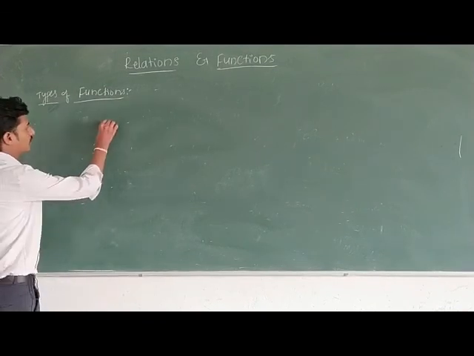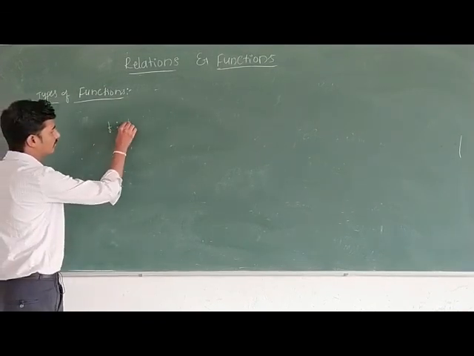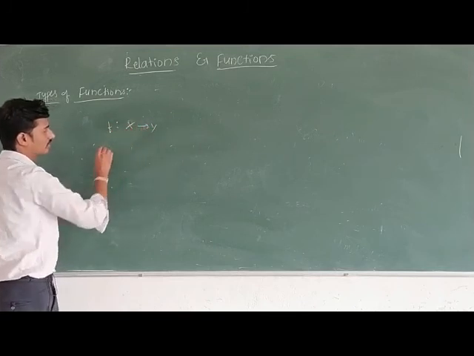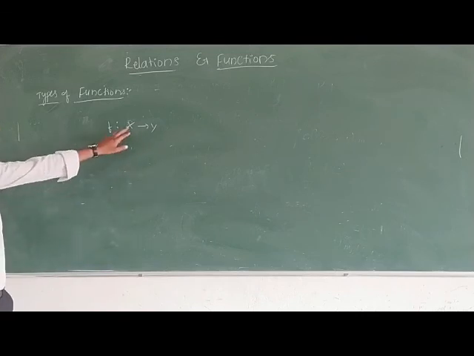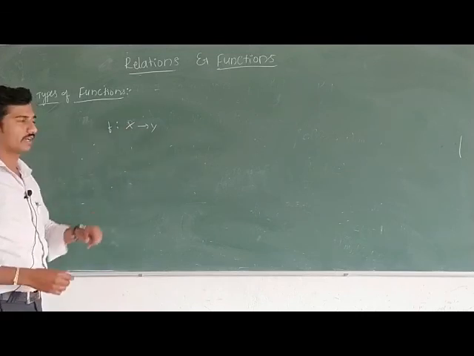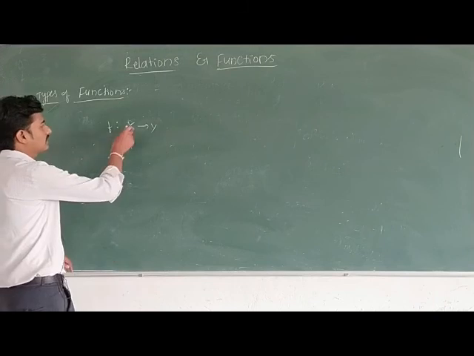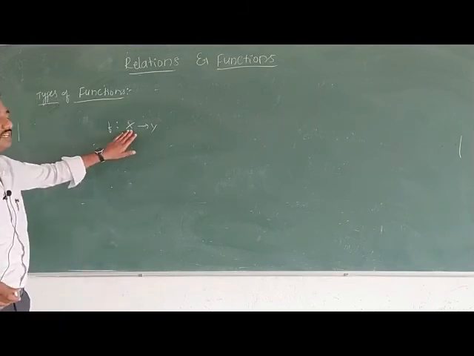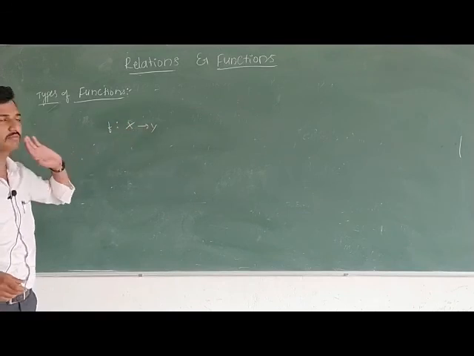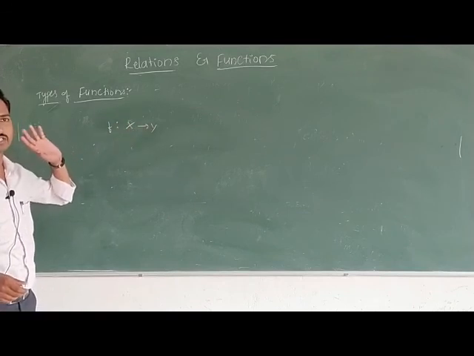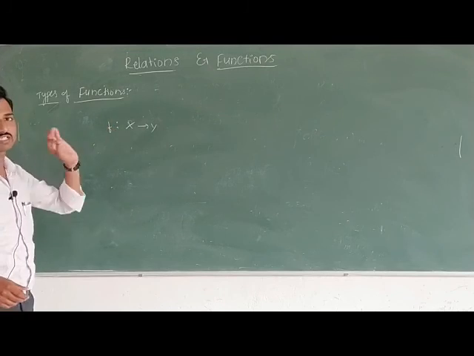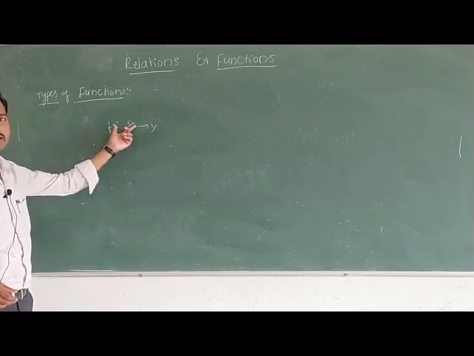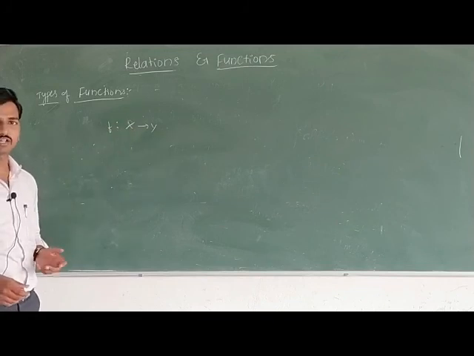If any function f is defined from set A to set B, or you may take set x to set y, then f is said to be a one-one function if every element, or distinct elements, of x have distinct images in y. So this function f is called a one-one function if distinct elements of x have distinct images in y, or the codomain.